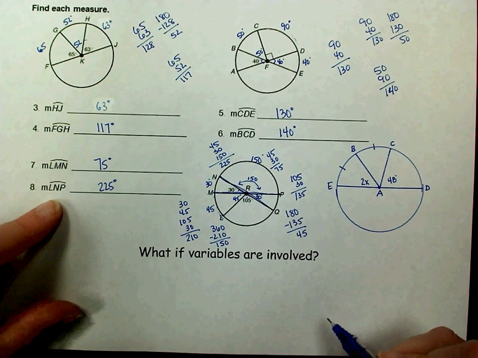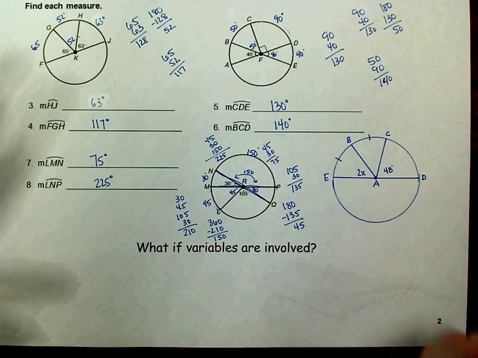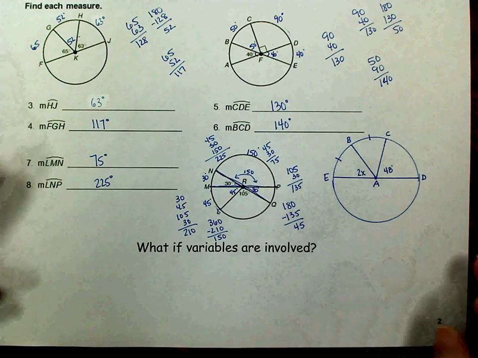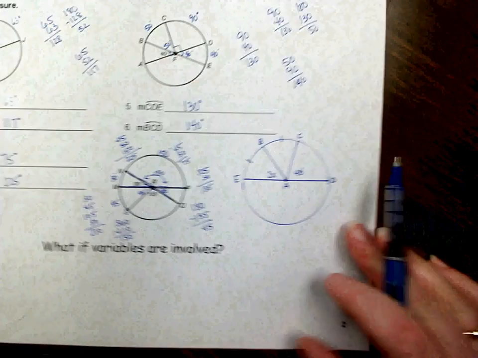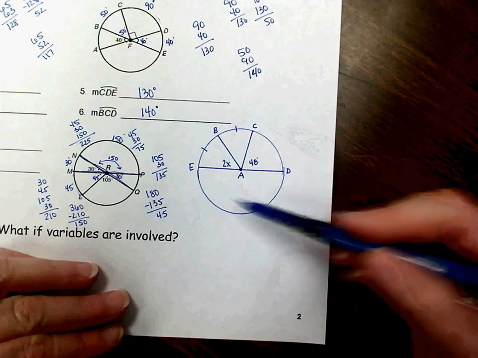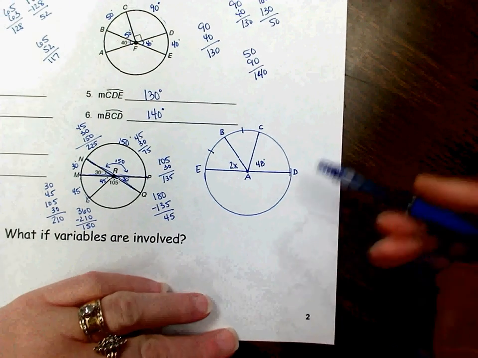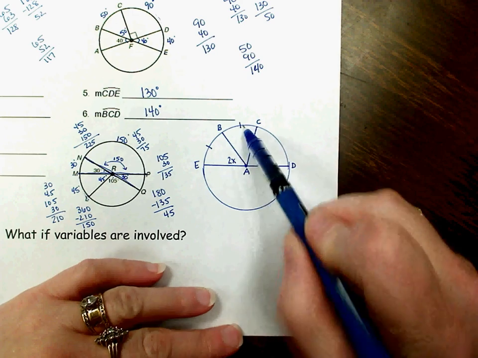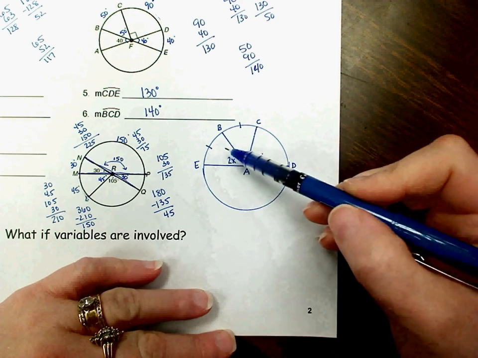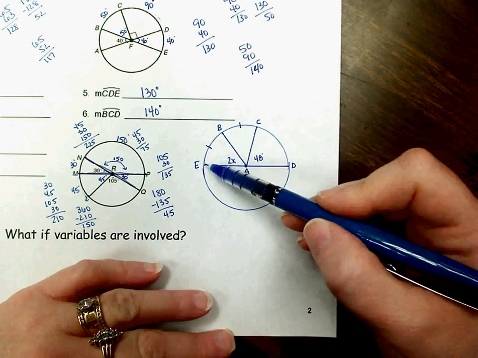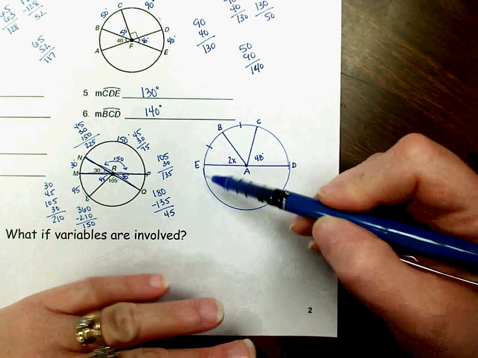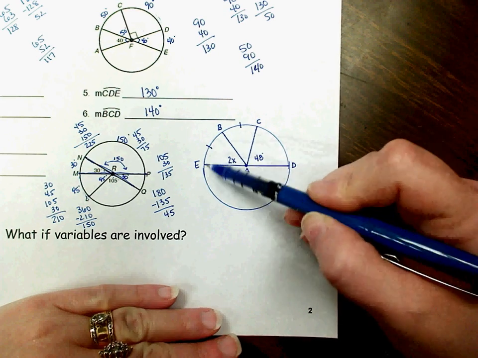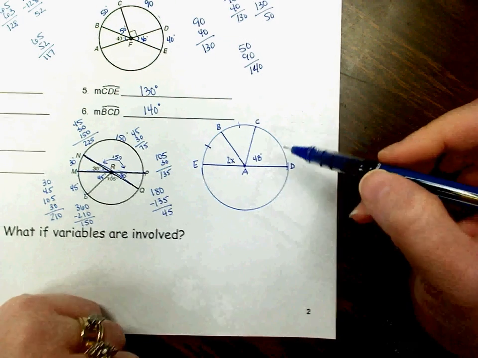And the question I have here is, what if variables are involved? You have some problems on your tests that involve variables, so I just wanted to throw in another example here just to talk about that. The first thing that I noticed in this scenario are these tick marks on those arcs. Remember, tick marks show us that those are congruent. But if that is talking about length, don't forget, congruency means length of arcs are the same, are equal to each other.